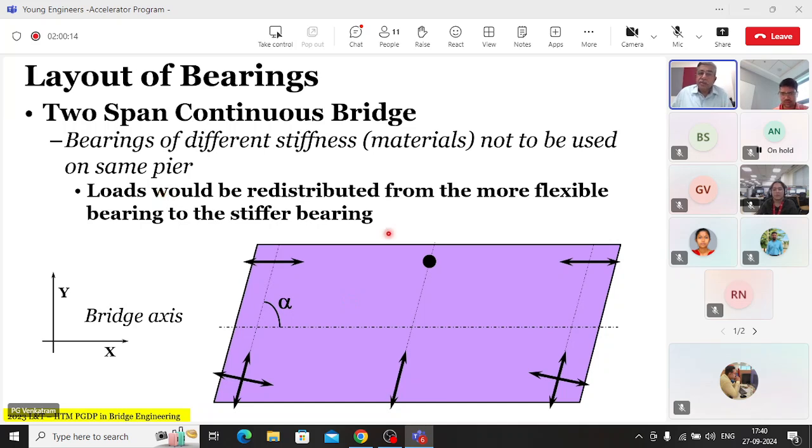Okay, so that's what you should do. Otherwise, you will have vertical load. If this and this had different vertical stiffnesses, then what will happen is there will be something equivalent to a support sinking problem. Your reactions will not be as you anticipated, an equal distribution. The more flexible will have less load, the more rigid will have more load. That kind of a situation will arise. So you should never use bearings of different stiffness or different materials on the same pier. That's another fundamental rule about the bearing.